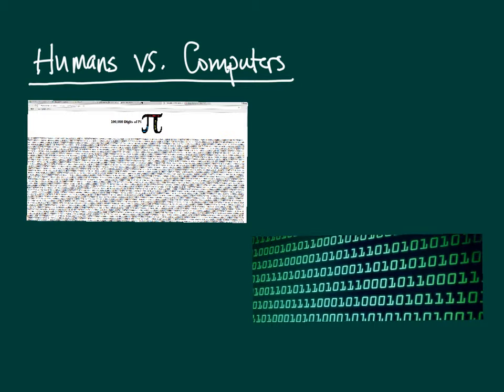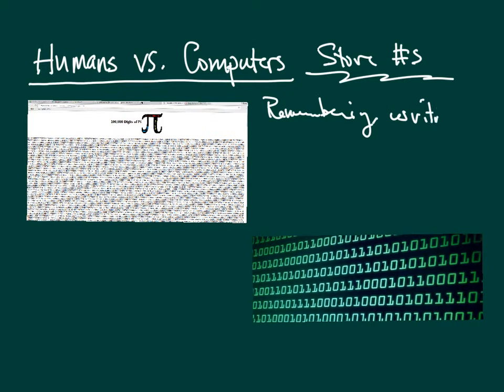But basically, I wanted to spend a few minutes talking about why we're having this problem, and it comes down to how humans and computers each store numbers. Humans store numbers by writing them down, remembering, or even putting them on a web page.